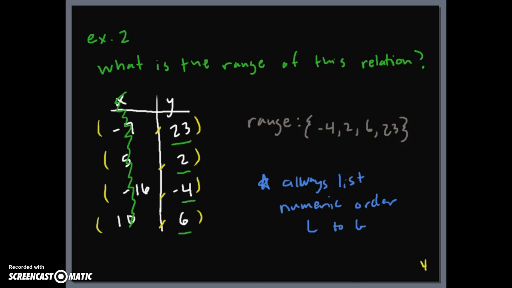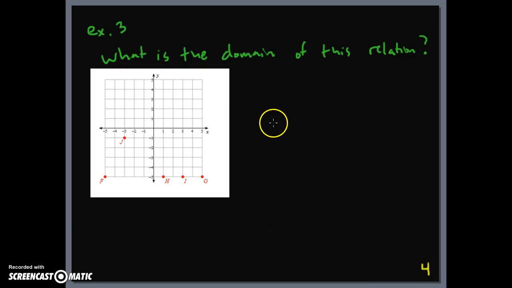Let's go ahead and get into example number 3. Two more examples today. So here we have, what is the domain of this relation? Sometimes it's easy, if you're given a graph, to pick out the coordinate points of that graph and then figure out what the x values are, because we're talking about domain. So here we've got coordinate point, coordinate point, coordinate point, coordinate point, coordinate point.